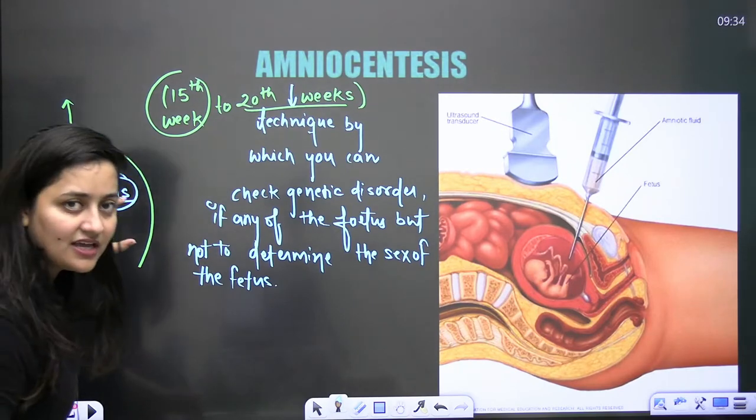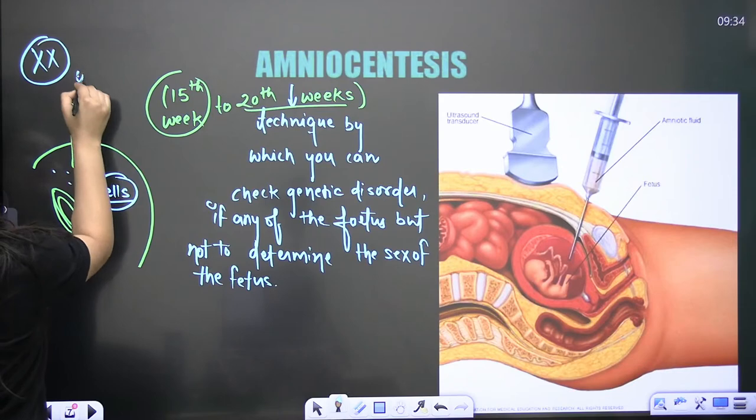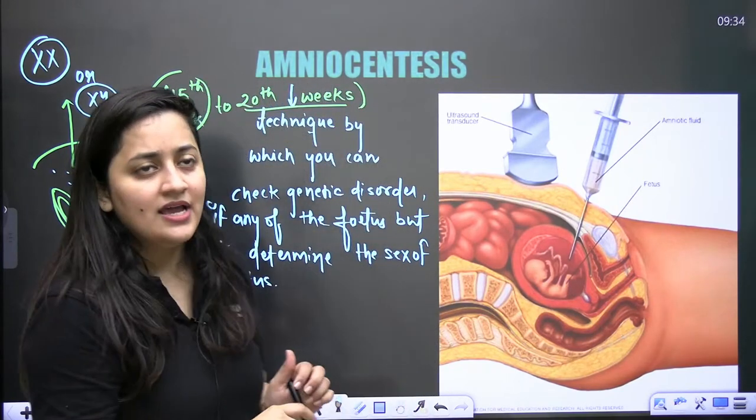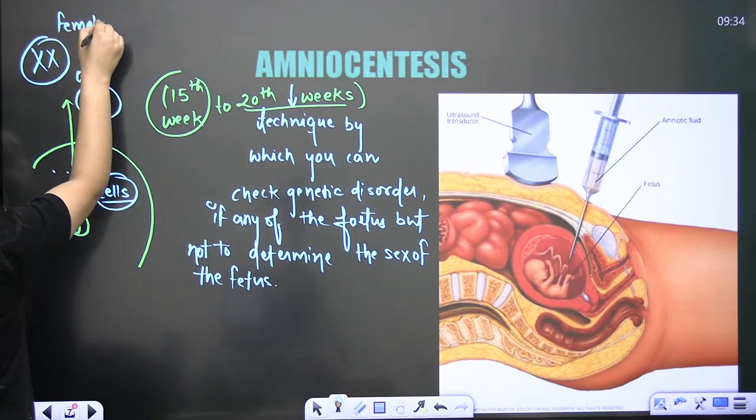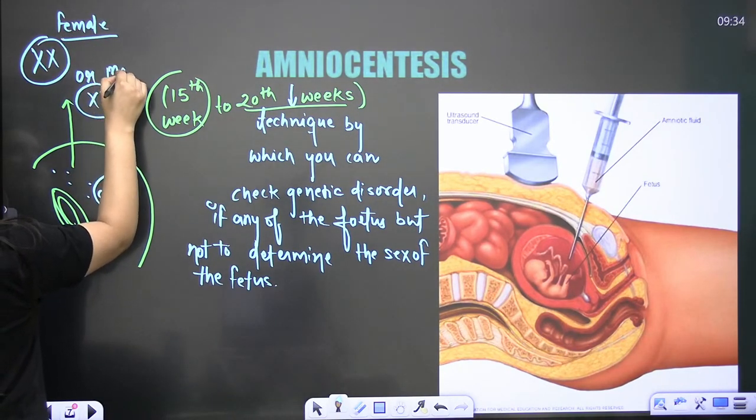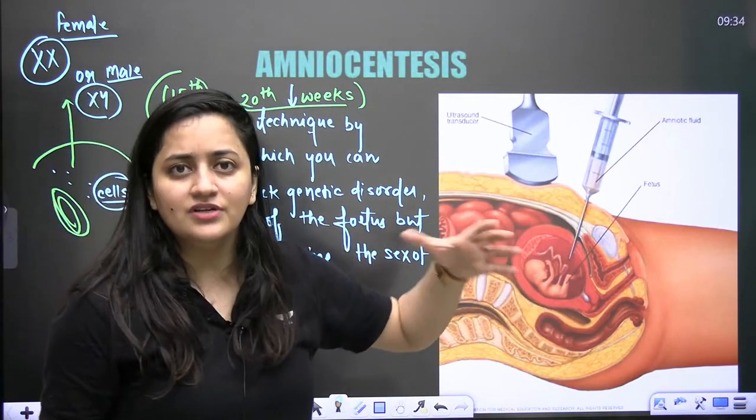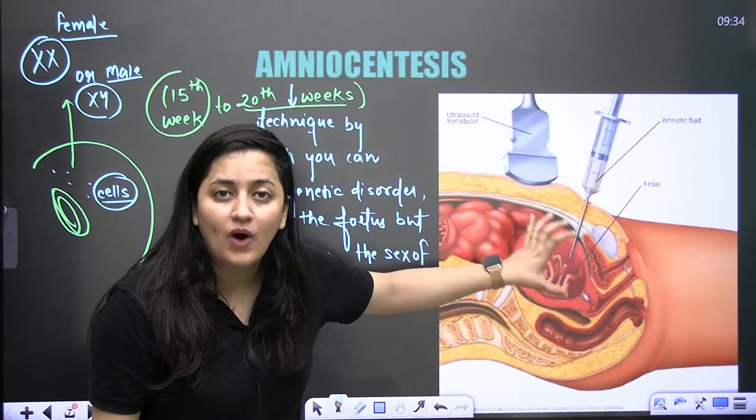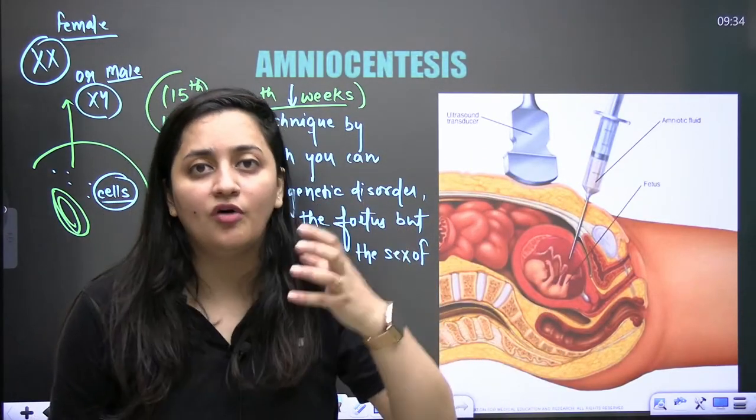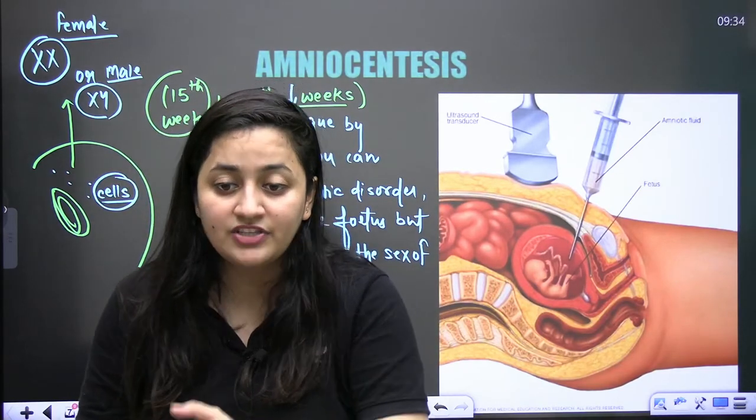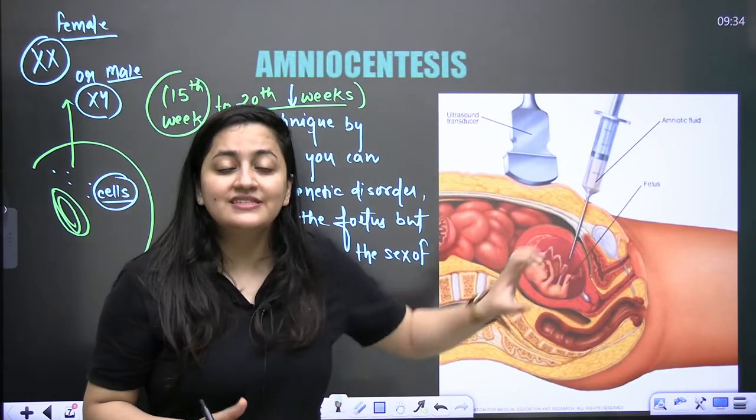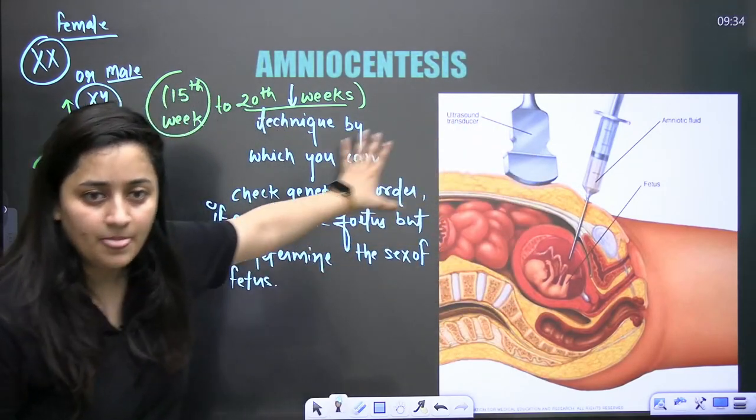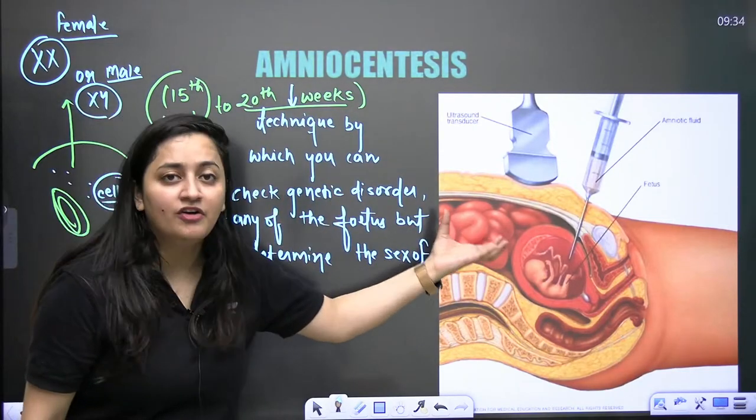Obviously, if we are studying the chromosomes, we can check whether it is XX or XY. XX means female, two X chromosomes. If X and Y chromosomes are there, male. So along with other genetic disorders, we can even check the sex. There is a statutory ban on this technique. Why? Because it was misused to check the sex of the fetus, and it was promoting female feticide, known as bhrun hatya in Hindi. When they didn't want a girl child, they were aborting it after performing this technique.